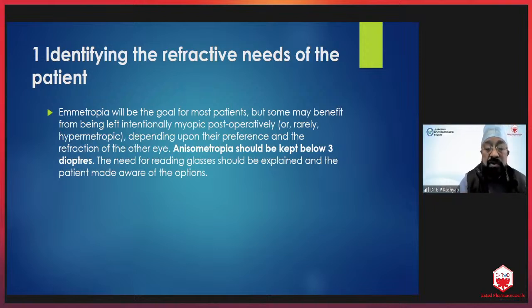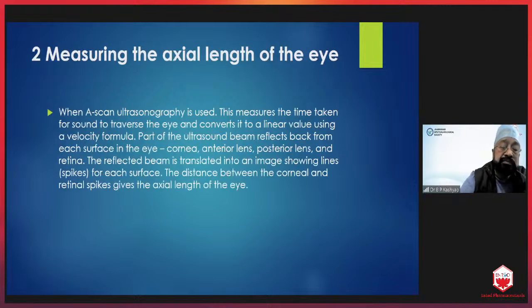But in any case, if there is a difference between the two eyes, you should keep in mind that the difference between these two eyes should not be more than three. That is important. There is one aspect of this.